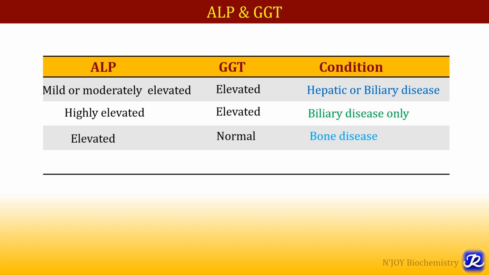When alkaline phosphatase is elevated but GGT is normal, then it denotes a bone condition, because the pre-beta isoenzyme of ALP is elevated in bone diseases. If ALP is normal and GGT is raised, meaning there is an isolated raise in GGT, then it denotes alcohol abuse. This is how we can interpret the values of ALP and GGT.